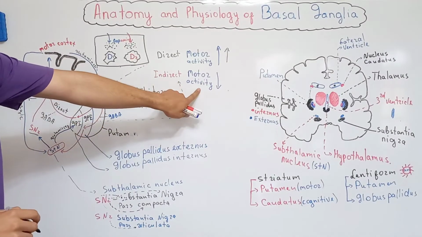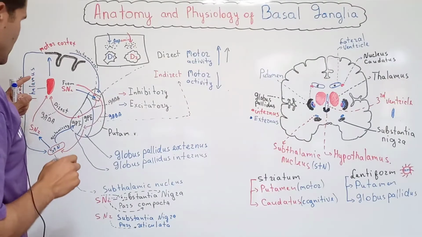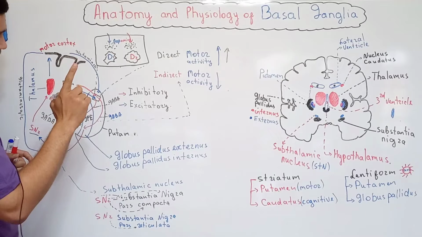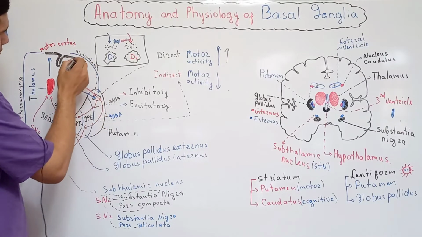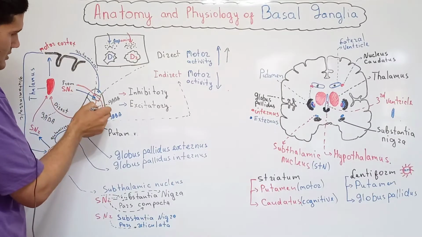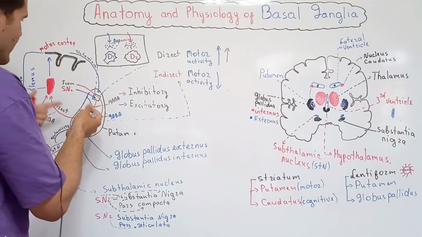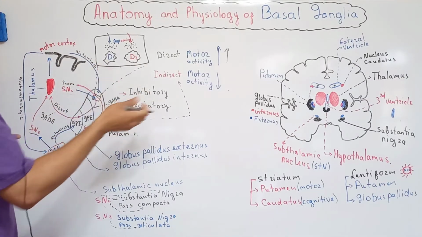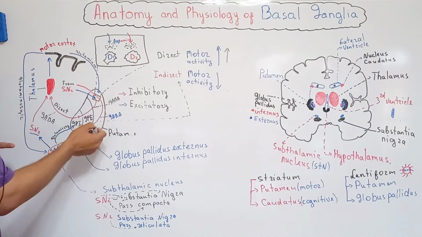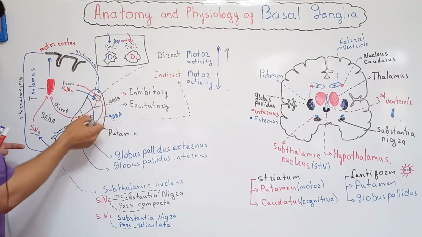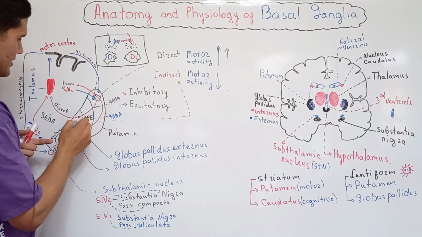And the next pathway is the indirect pathway. The result of the indirect pathway is decreased motor activity. The indirect pathway is initiated mostly from the hemispheres via two ways. First way is the glutamatergic way to the putamen. When the hemispheres stimulate and conduct excitatory impulses to the putamen, the putamen then conducts inhibitory impulses via GABA on the globus pallidus externus.